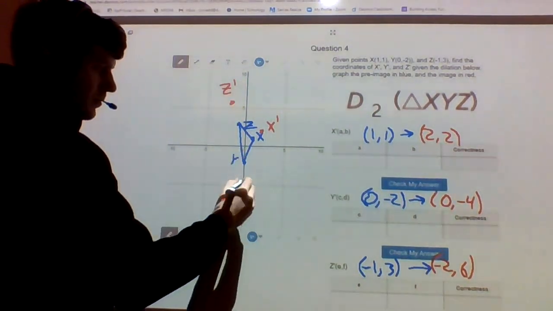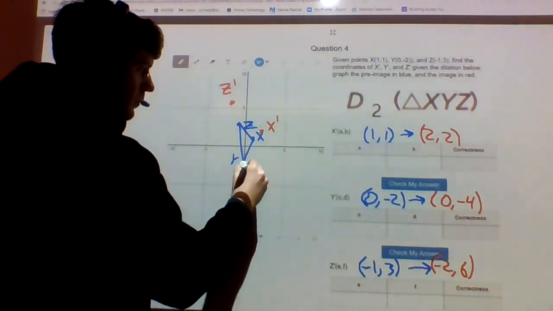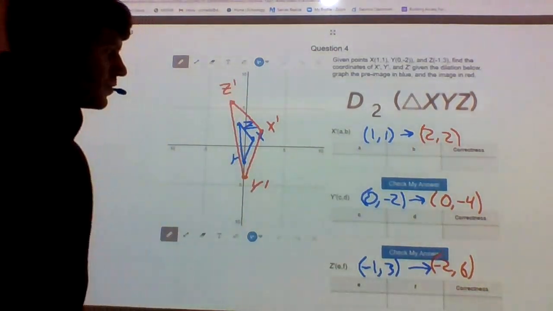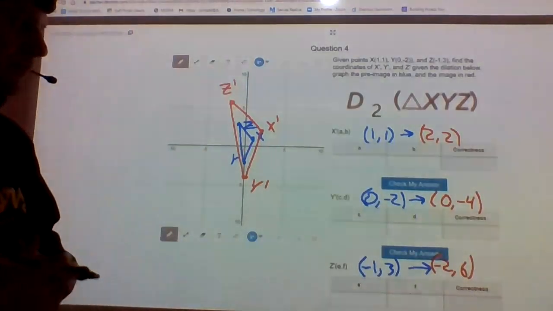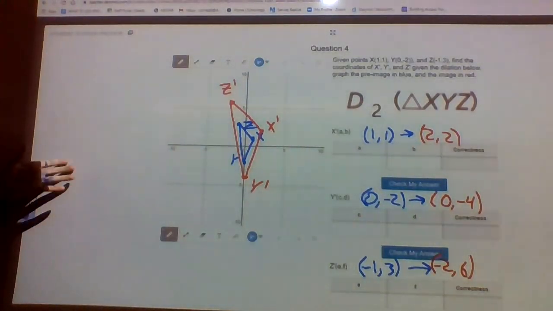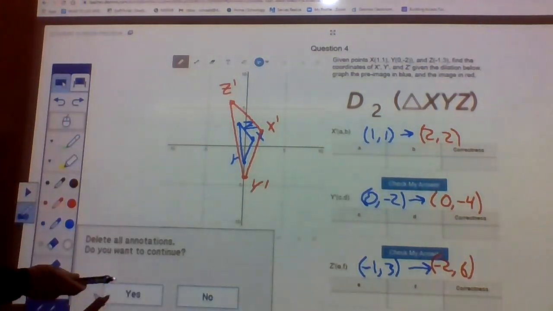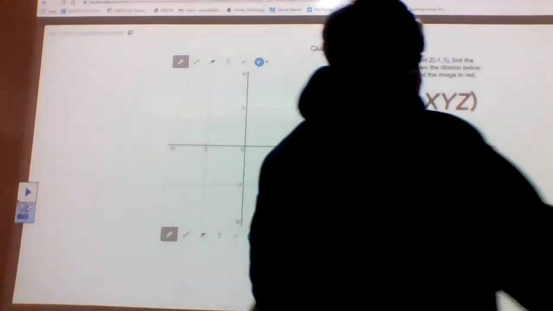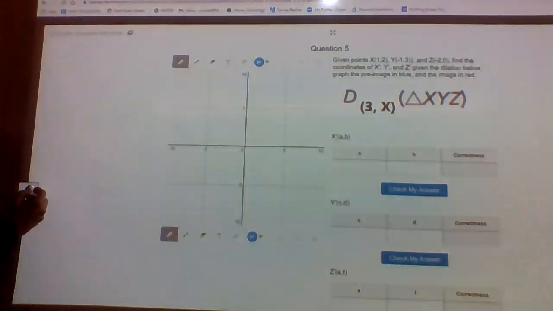Then y prime, 0, negative 4. So there's your dilation. That triangle is twice as big as the blue one. Okay. So those two are if you have a center of dilation that is the origin, 0, 0. If we have a center of dilation that is different from the origin, that's going to be number 5 and number 6 here. So we want to look and see how we're going to do this.